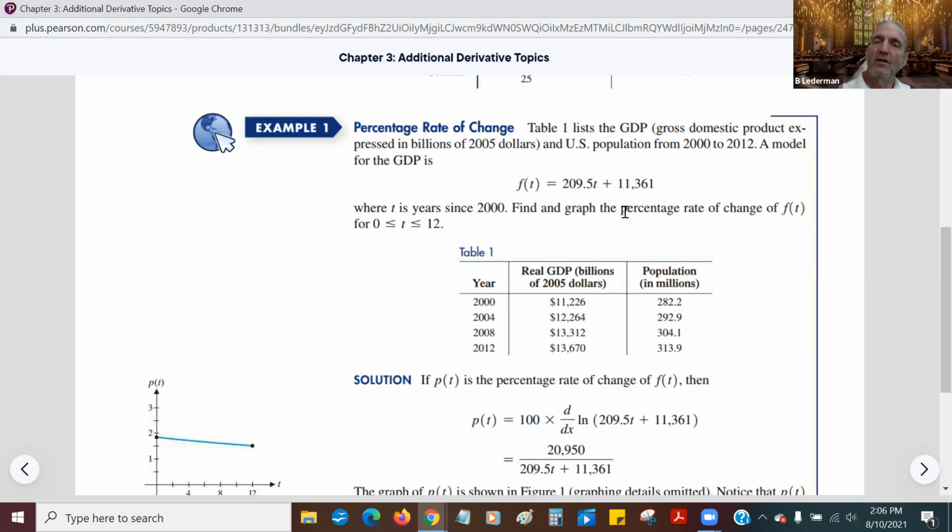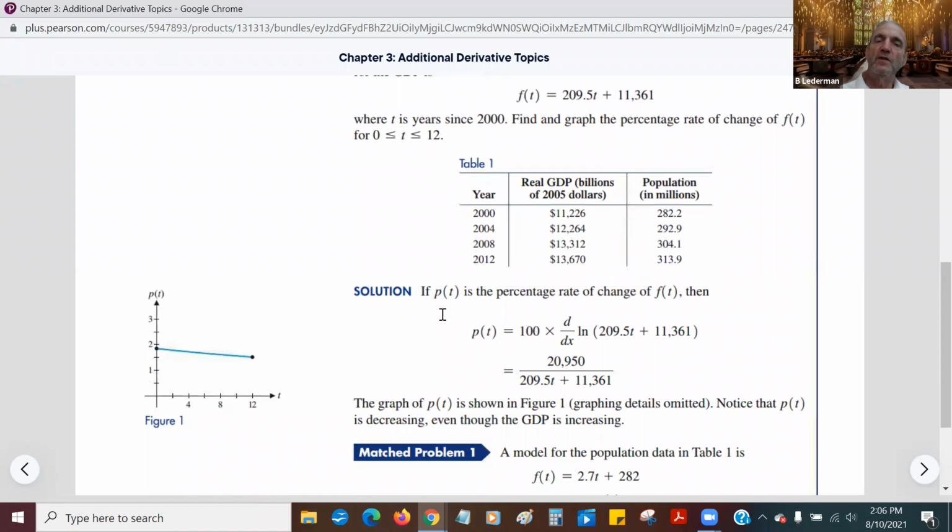Find and graph the percentage rate of change, P of t, for t between 0 and 12. So what do you got here? P of t is the percentage rate of change of f of t. So basically, all I got to do is P of t is 100 times the derivative of the ln of this function right here. Now, for the derivative of the ln of a function, anything that's inside the ln just goes on the bottom of the fraction, and the derivative of the inner function goes on top.